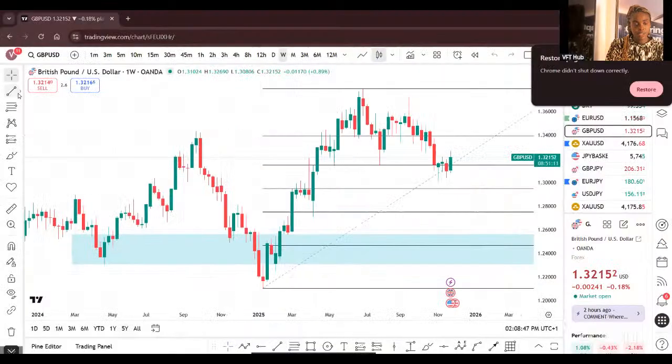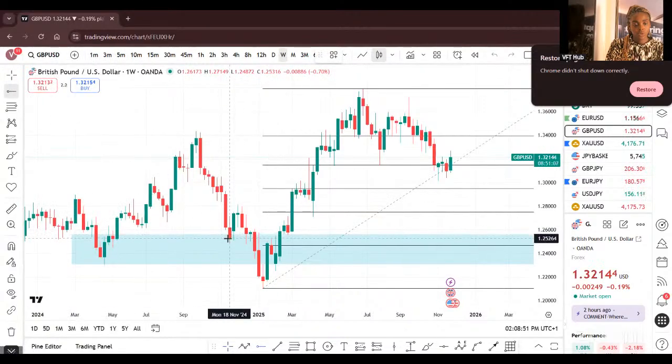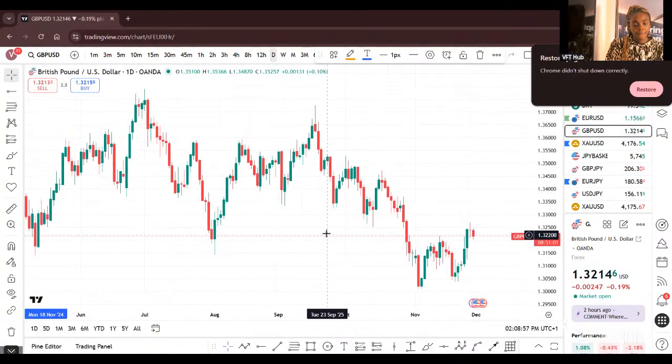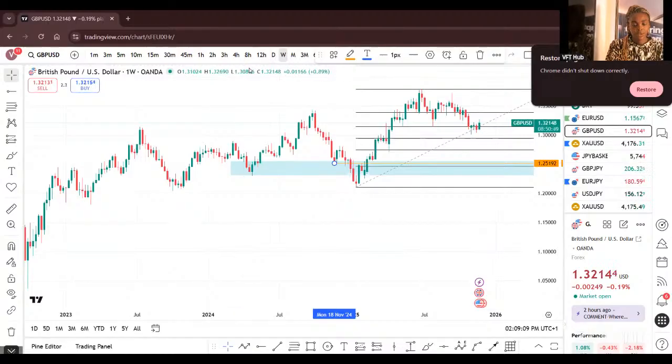On the weekly time frame, everything just remains as it is on GBP USD. Coming down to the daily time frame also, although overall direction is quite bearish, we've seen a break of this high, indicating that we want to see some retracements. Can you hear me?